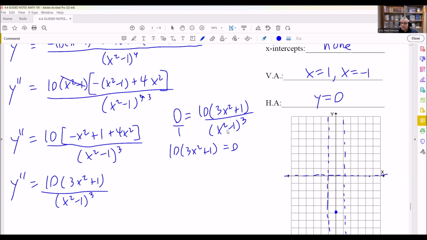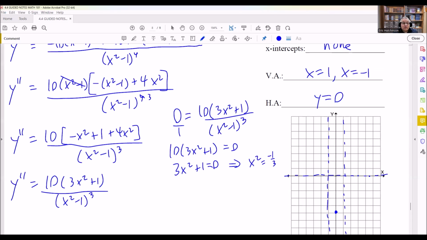Now, I can't set 10 equal to 0, so I'm just going to set the 3x squared plus 1 equal to 0. Now, if we do that, we're actually going to end up getting a negative number. If we do 3x squared plus 1 equals 0, then if we subtract the 1 and divide by 3, we get x squared equals negative 1/3. Now, we can't take the square root of a negative number, and we don't have any imaginary numbers that we're using here, and critical numbers can't be imaginary.